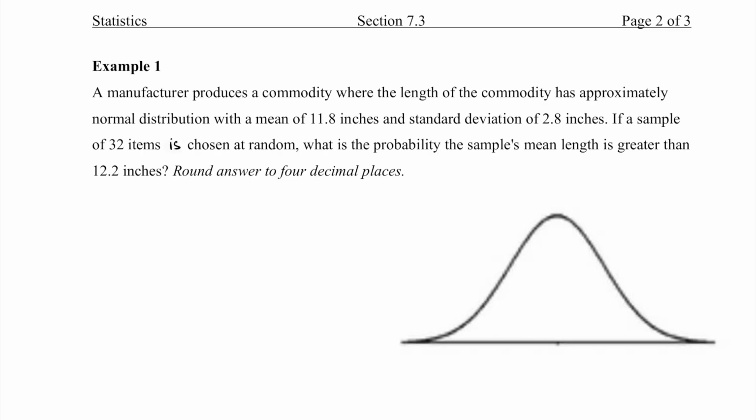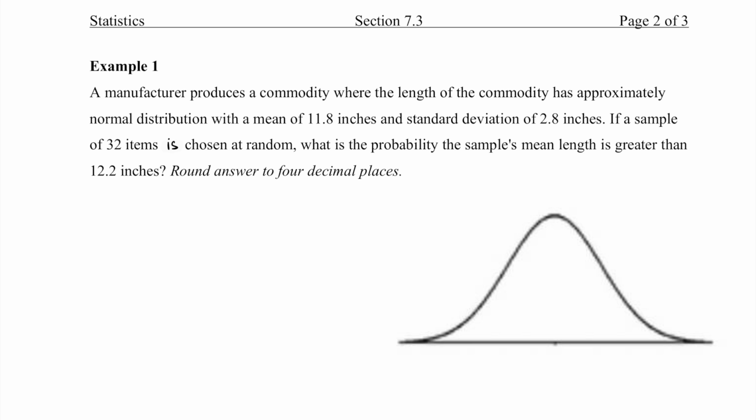Example 1. A manufacturer produces a commodity where the length of the commodity has approximately normal distribution with a mean of 11.8 inches and standard deviation of 2.8 inches. If a sample of 32 items is chosen at random, what is the probability the sample's mean length is greater than 12.2 inches?